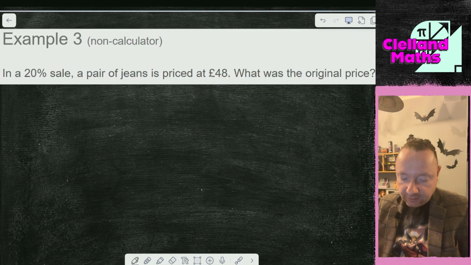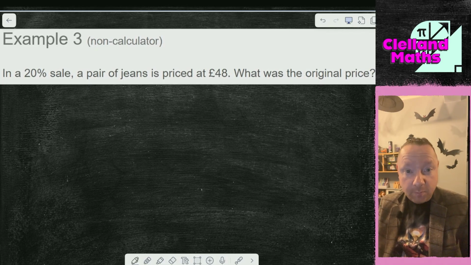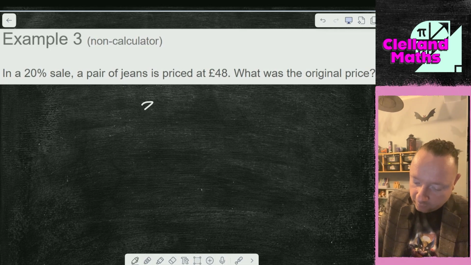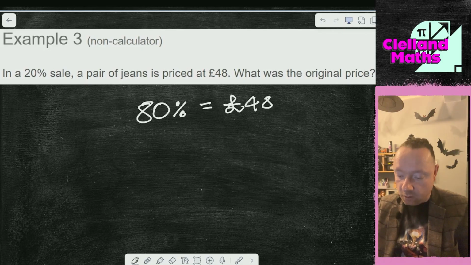Example 3. In a 20% sale, a pair of jeans is priced at £48. What was the original price? In a 20% sale, it means it's 20% off, I would imagine here, which means the jeans are worth 80%, and that is £48. And I need to get back somehow to £100.